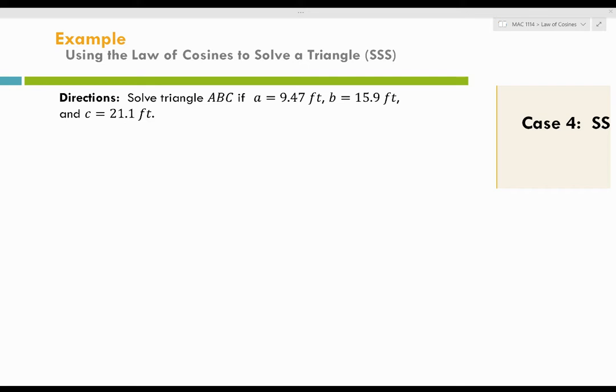All right, you guys, we're going to continue our discussion of using the law of cosines. Okay, let's look at this problem. It says, directions: solve triangle ABC if a equals 9.47 feet, b equals 15.9 feet, and c equals 21.1 feet. The first thing I'm going to do is draw a triangle.